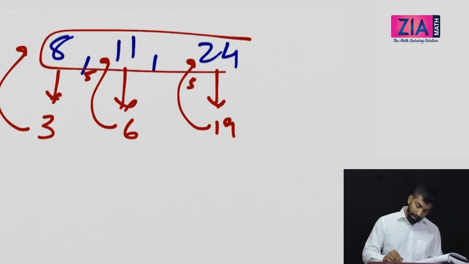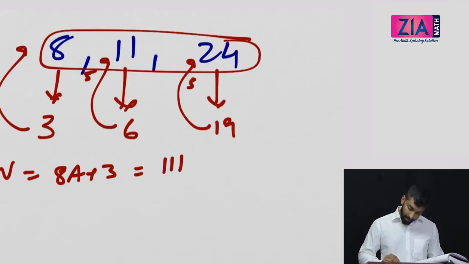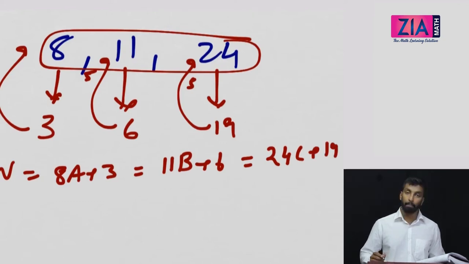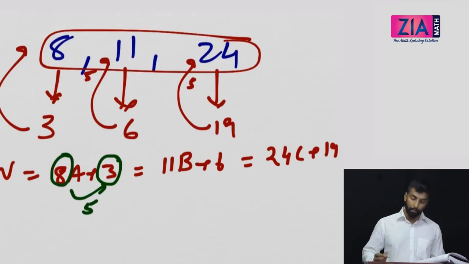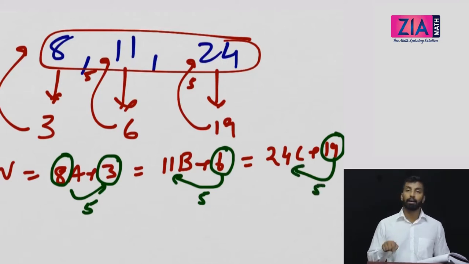So if you want, you can write it in this way. The number is 8a plus 3, which is also equal to 11b plus 6, which is also equal to 24c plus 19. What does this mean? The present remainder is 3, but if you increase by 5, it leaves the remainder 0. That means it is completely divisible by 8. Now in the second case, the present remainder is 6. If you increase by 5, it is completely divisible. Now the present remainder in the third case is 19. When you increase by 5, it is completely divisible.